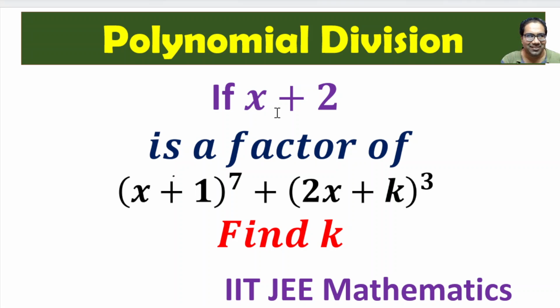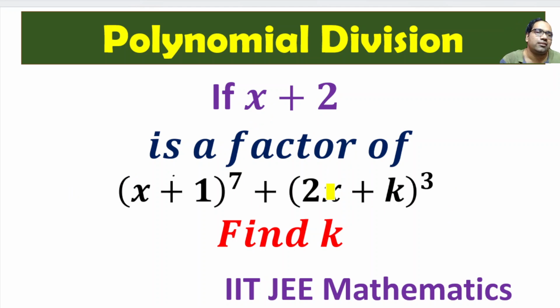Hi friends, in this problem we are given x plus 2 is a factor of (x plus 1) whole power 7 plus (2x plus k) whole cube. Then what is k? Here the important thing is that x plus 2 is a factor of this expression.